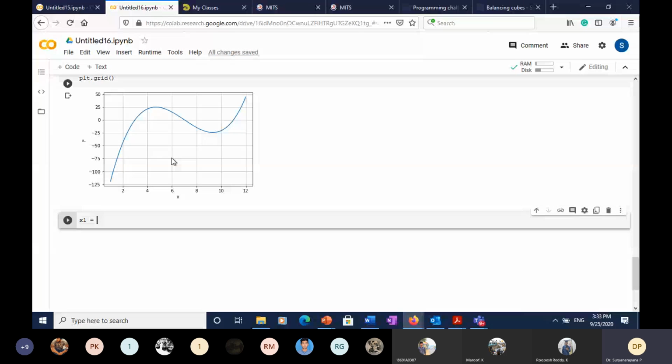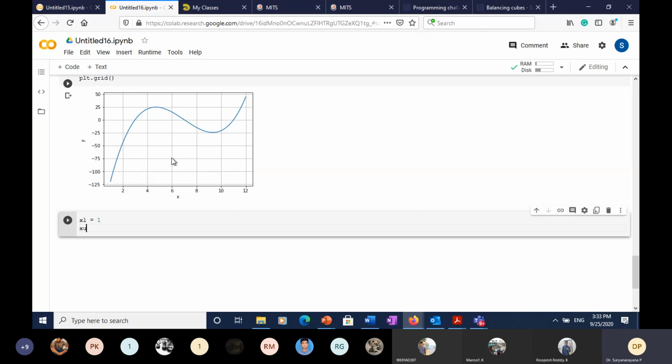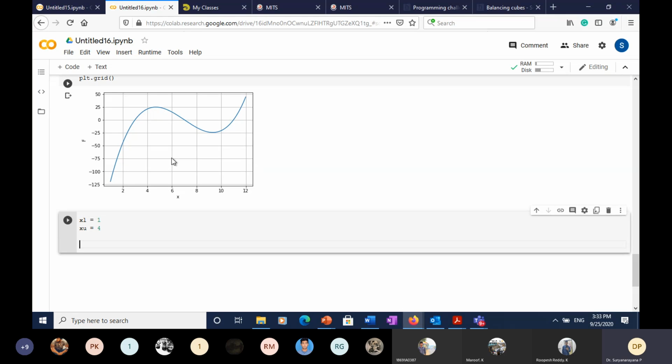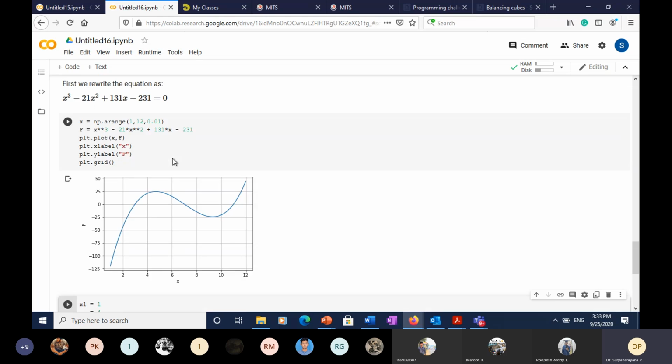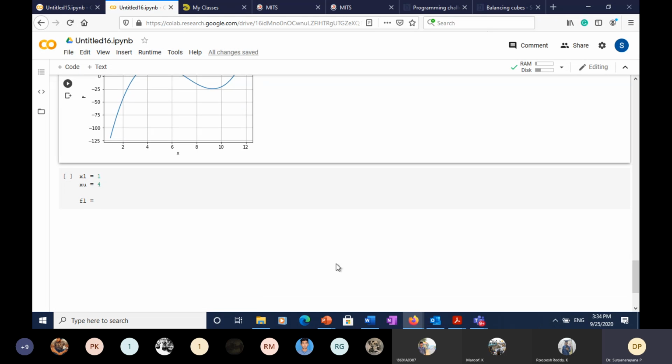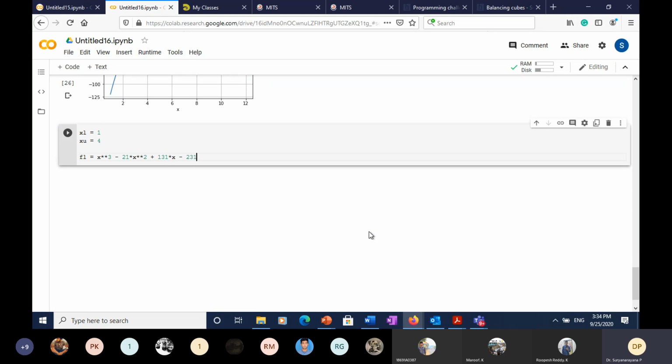I'll say XL equals 2, or I can say 1 also, doesn't matter, and XU equals 4. That is my initial bracket, and definitely there is a root in between those two. Then the first thing I have to do is find the function value at the lower limit. I have already plotted this, so I'll take this again. This is not a very good way of doing it, but I'll show you a better method a little later.